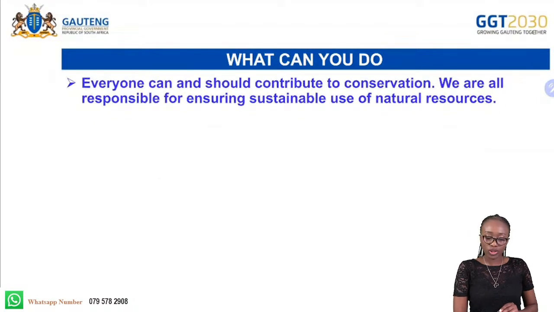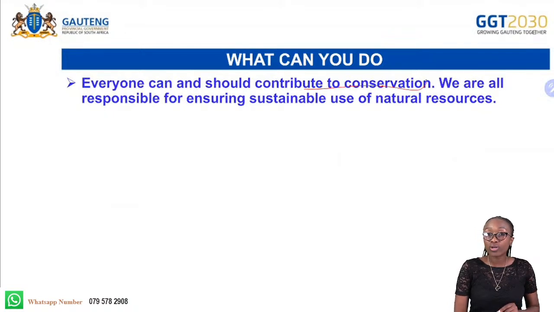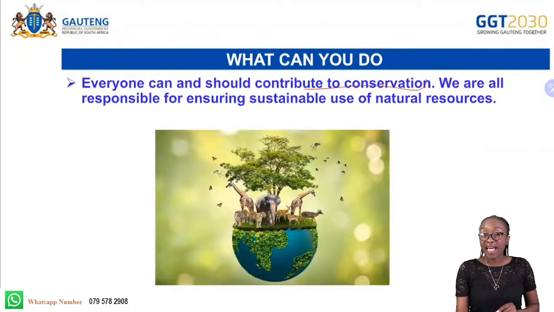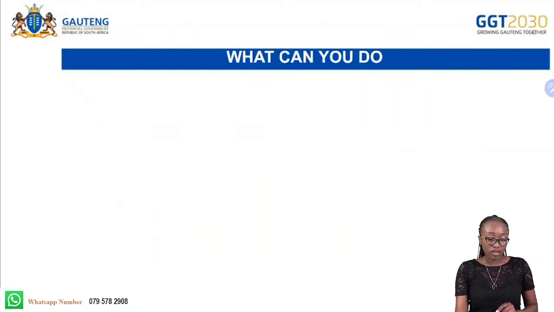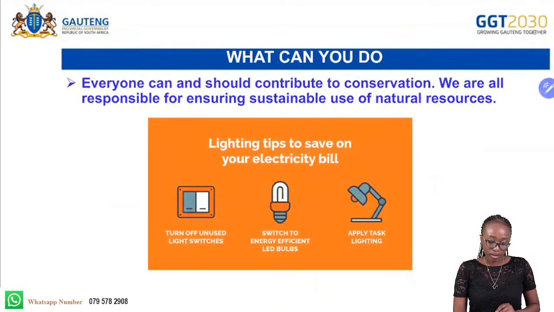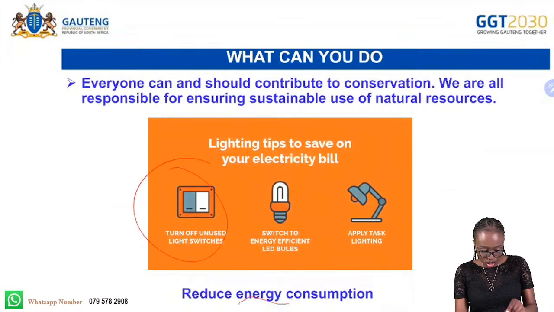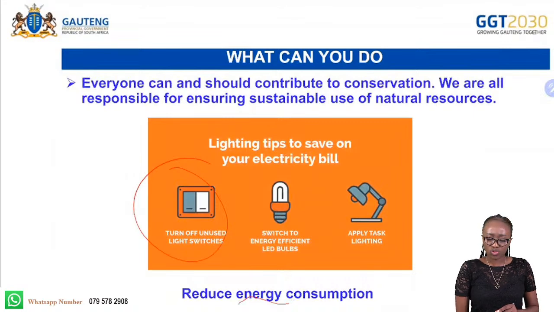Now, what else can we do? Everyone should contribute to conservation. We are all responsible for ensuring sustainable use of natural resources. All of us need to play a part. All of us. Now, what can we do? Number one, reduce energy consumption. Like now, you can turn off light switches if it's during the day. If it's at night, you can make sure that you switch on the light only if you are in the room. If it's time for bed and you're going to sleep, you might as well switch off the lights.